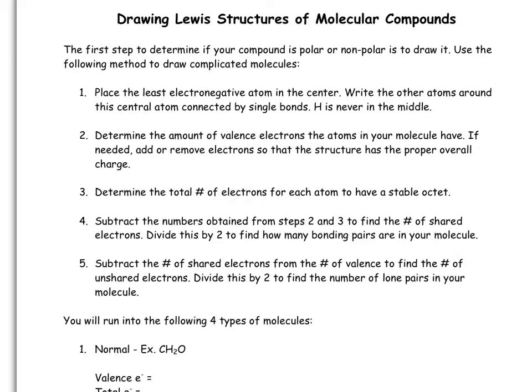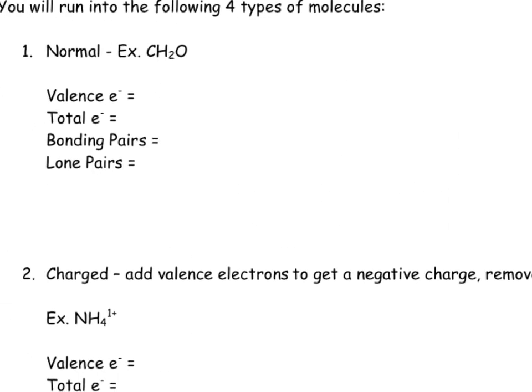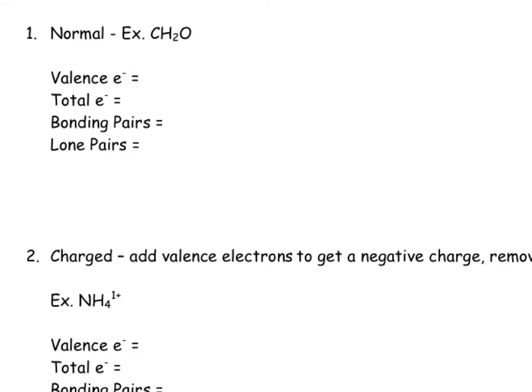So here's the 5-step method. Let's use it to draw CH2O. My first step is to look at my atoms and place the least electronegative in the center. And you ignore hydrogen and fluorine when you do this. So I'm really comparing carbon and oxygen in this compound. Carbon is less electronegative than oxygen because it's further to the left in the table. So I put carbon in the center and I single bond all my other atoms to it. Now just try and space them out on your page.